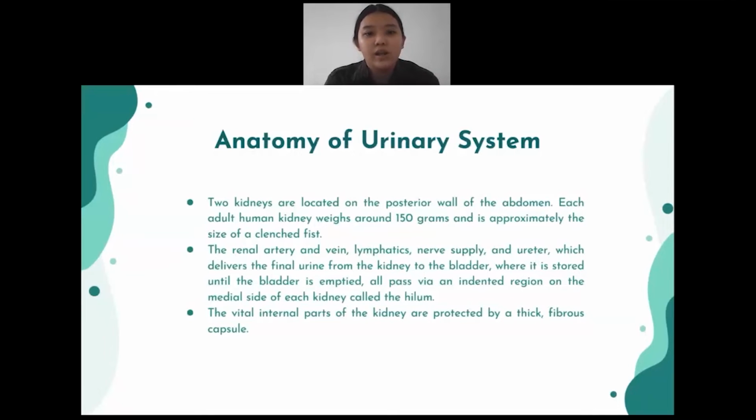The urine is stored until the bladder is emptied. All of these pass via the indented region of the medial side of each kidney called the hilum. Also, the vital internal parts of the kidney are protected by a thick fibrous capsule.